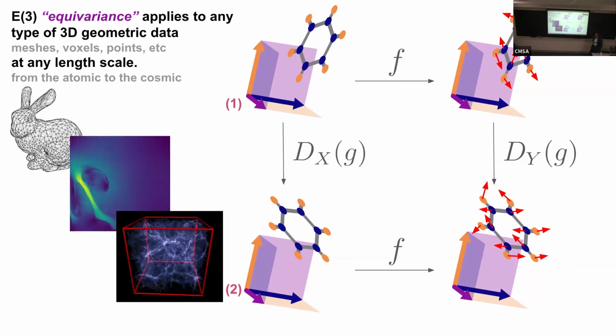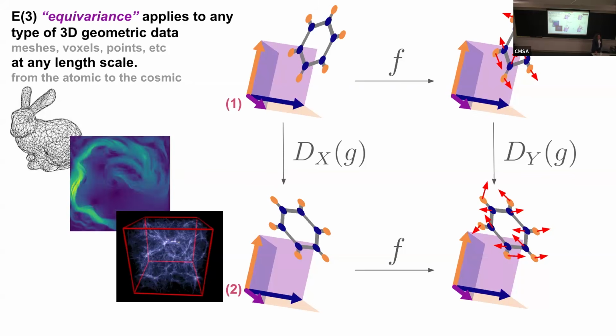So why is this nice? Well, I'm showing you atoms, but this is true for any 3D system. So I could be talking about a mesh of a bunny rabbit. I could be talking about fluid flows. I could be talking about the structure of galaxy formation in the universe. As long as we're not going too fast and we're not near any black holes, then 3D symmetry is equally useful here. And so it's a nice constraint to be able to build into your model.